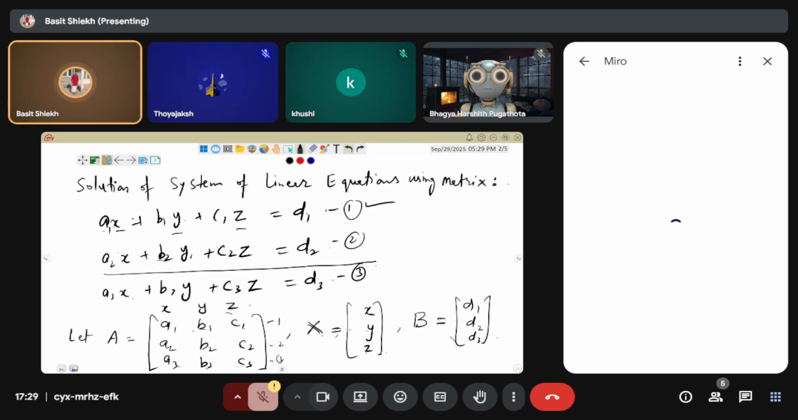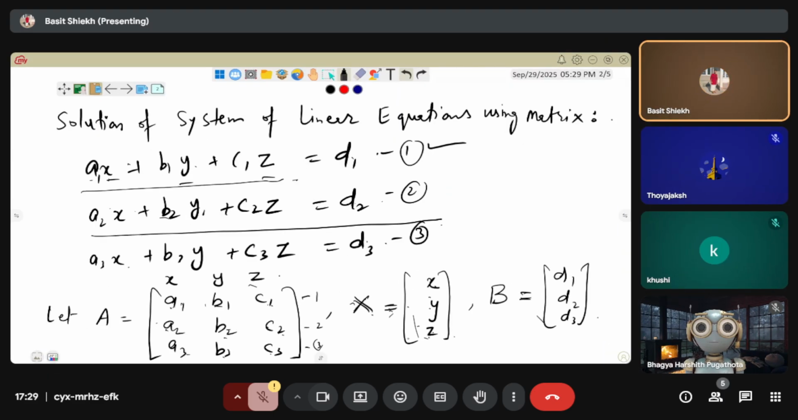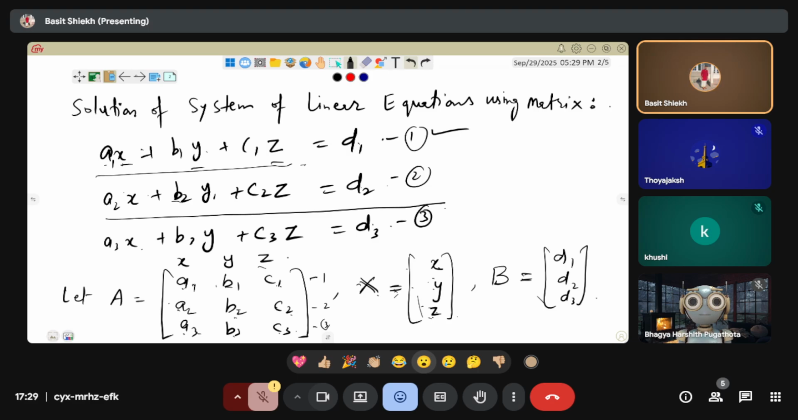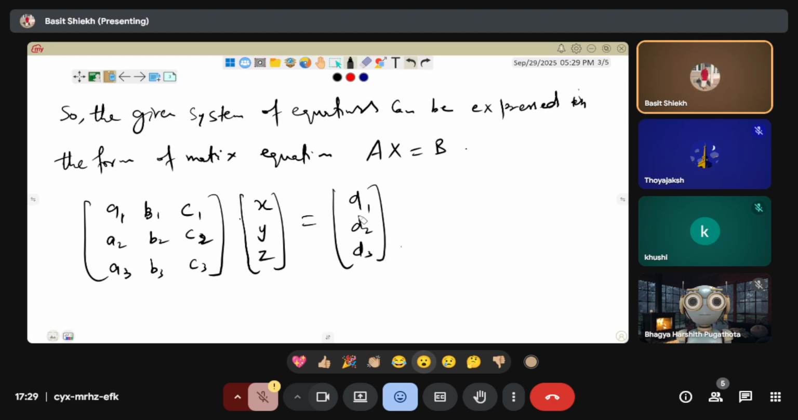If we multiply this A into X, you will get the same things. First row, first column: a1x, b1y, c1z, giving the first equation on the LHS. Then a2x, b2y, c2z gives the second, and third row a3x, b3y, c3z gives the third equation on the LHS. In between we have placed equality, and on the right you will get D1, D2, D3.